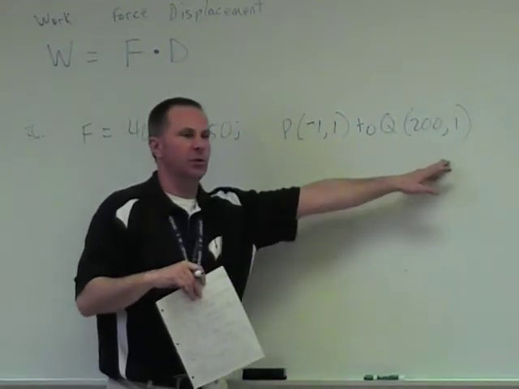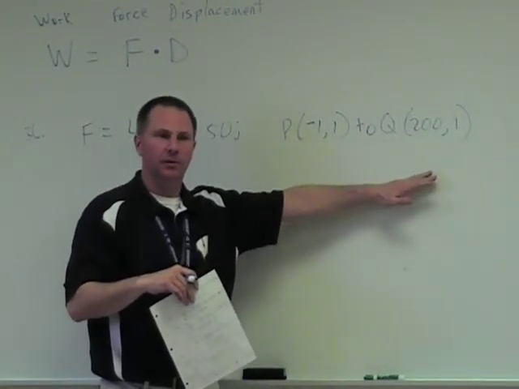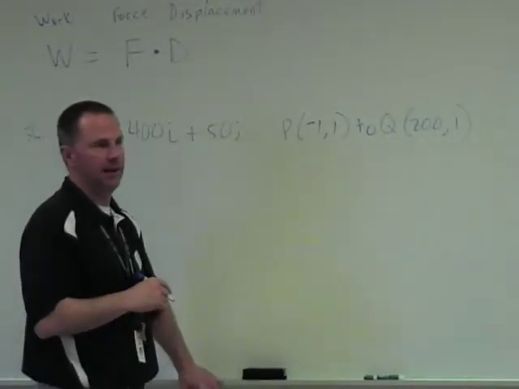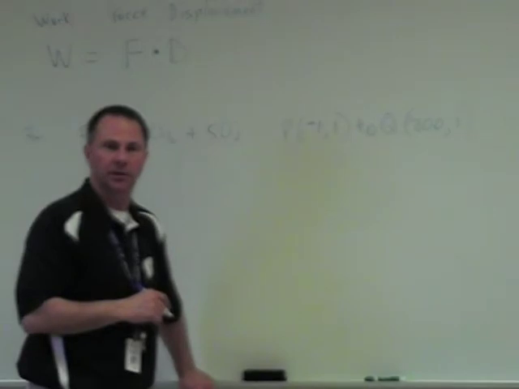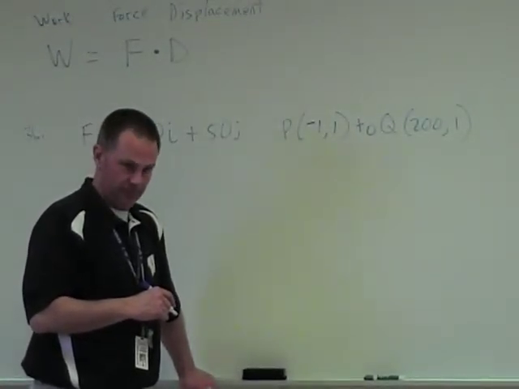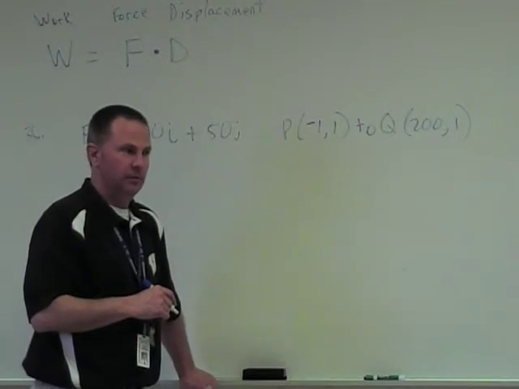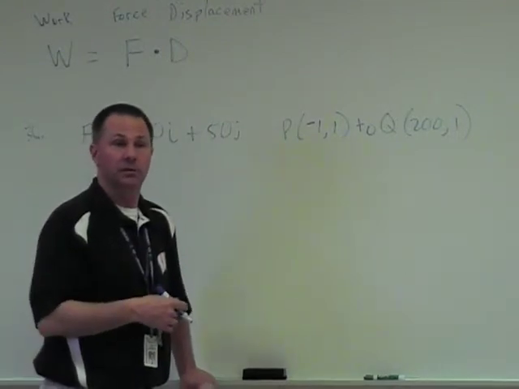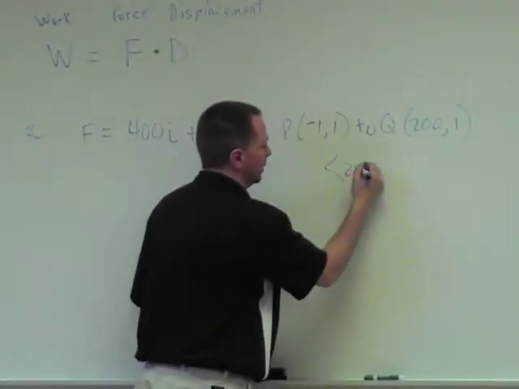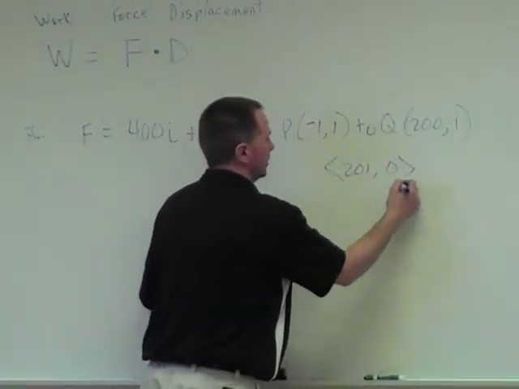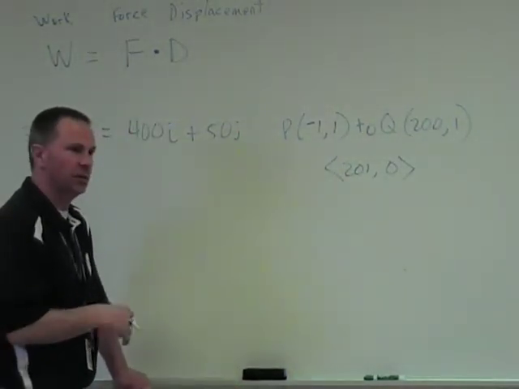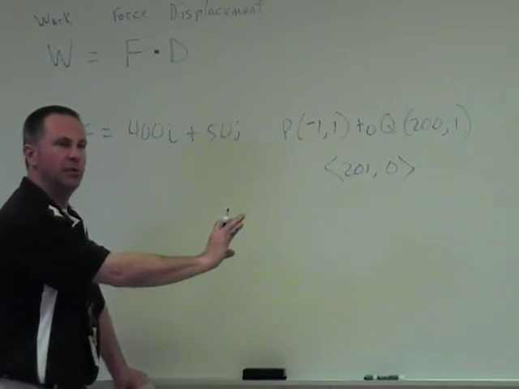This is my initial point and my terminal point. First of all, find that vector quickly. What is that? How do you find the vector between 2 points? It's like y2 minus y1, except we put the x value first. Okay, so this is going to be 200 minus a negative 1 is 201. 1 minus 1 is 0. So that's your d, that's your displacement. That's a vector showing you going from one point to the next, how much it's moving.